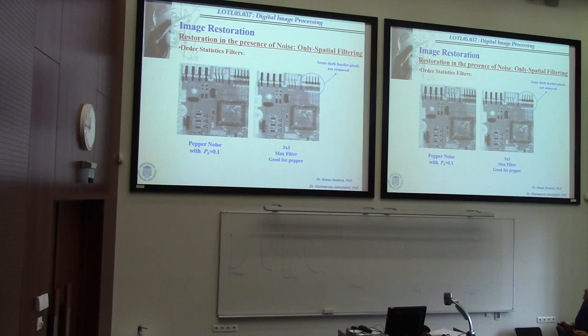But as this filter is used to find the brightest points of the image, you can see here some dark borders are removed. For example, here we removed some dark border, and also here. It depends on the application, but it is not good for us to remove borders, because if we want to use this image for edge detection, when we remove the border, we will lose some edges in our image.